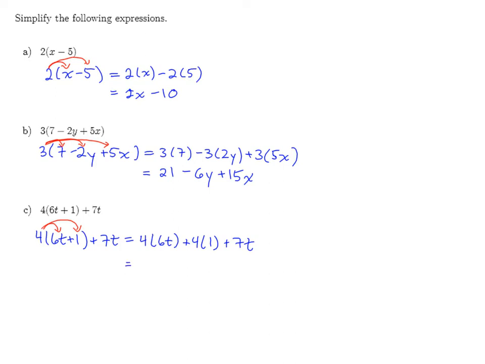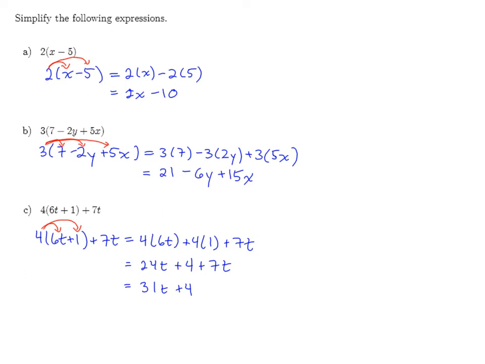So now I'll simplify those terms, and 4 times 6t will give me 24t. 4 times 1 is of course just 4, and then I'm adding 7t. Now I have 3 terms, but 2 of them are like terms, so that 24t and 7t should be combined, and I can combine those 2 terms to 31t. So I'll have 31t plus 4.